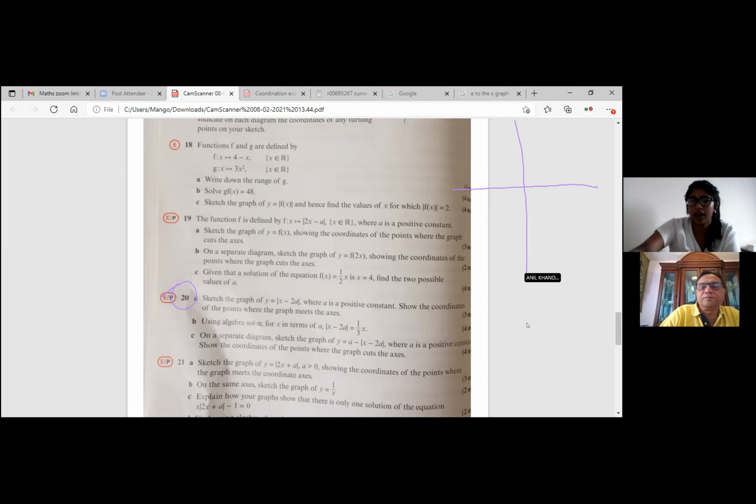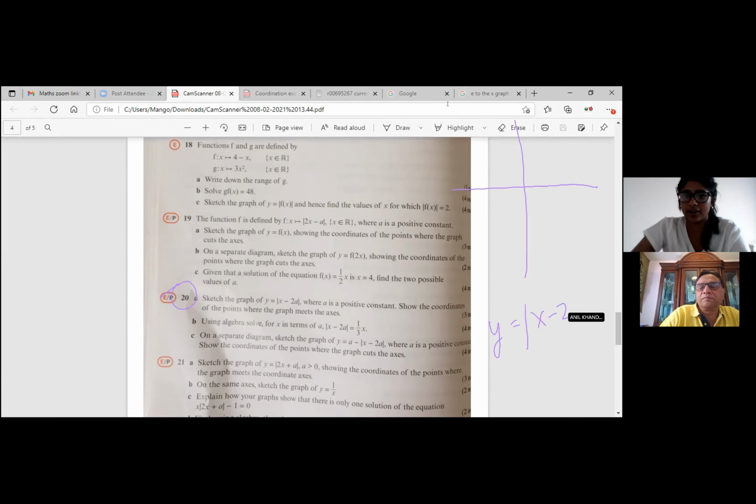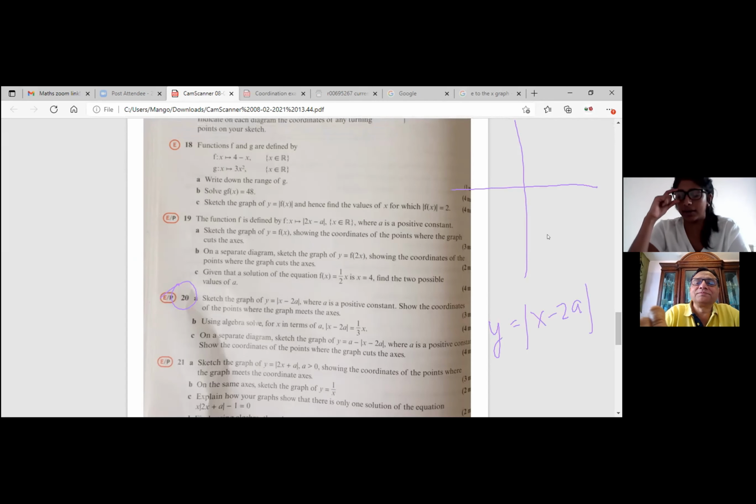If it was without all of this minus 2a thing, it would just be like a V shape through the origin. But because it's minus 2a, we know that it moves. See, the thing is, I don't know if a is a positive constant. I was about to say if it was negative, it would be a different thing. Yes, but a is given as positive, so it moves 2a units to the right. That is right. So this point is 2a. Yeah, so that's what they want. You should not write a there, right? It is 2a units, right?